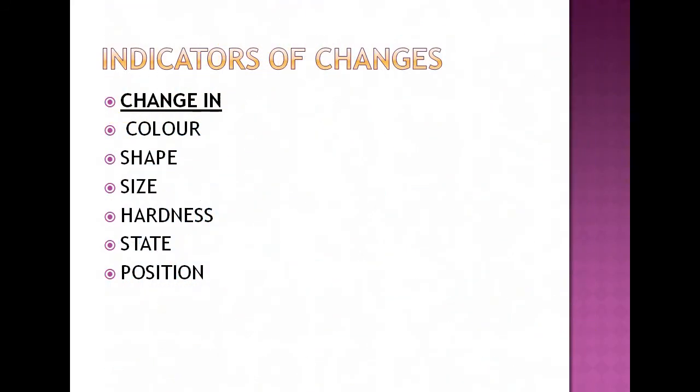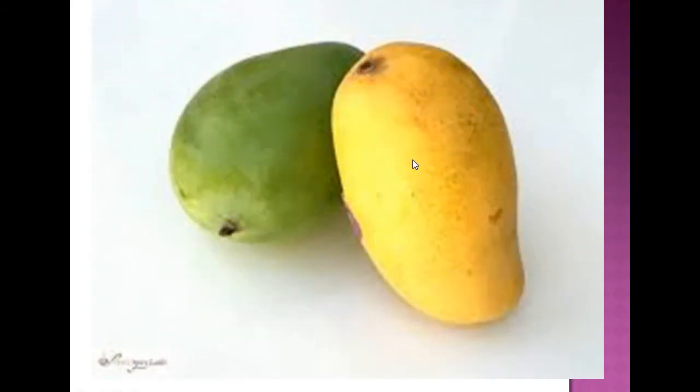So let's begin. What are the indicators of changes? How will you observe that a change has occurred? If there is a change in the color, it means a change has occurred. Like here, this is the raw mango and this one is the ripe mango. What do you observe in this change? There is a change in color, that is green when it is raw and yellow when it is ripe.